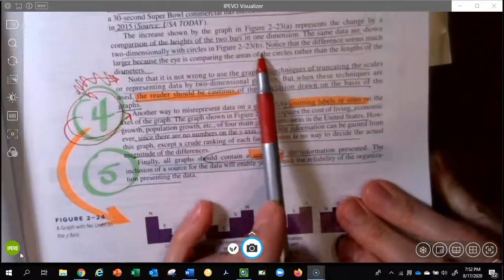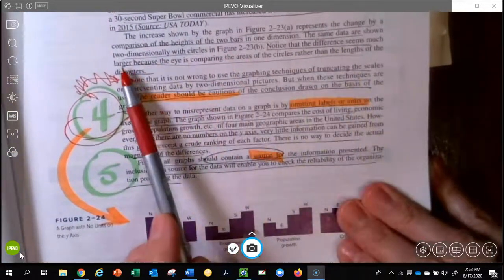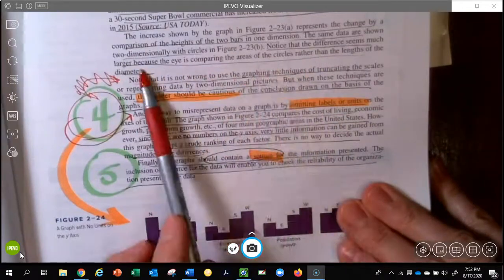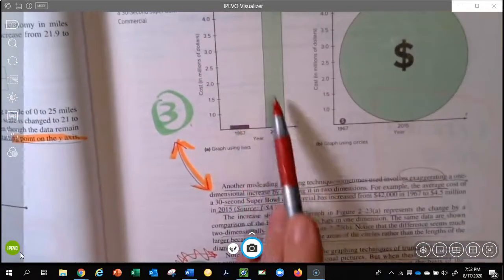But when you get to the one beside it, notice that the difference seems much larger because the eye is comparing the areas of the circles rather than the lengths of the diameters. So instead of this little piece and that piece, or just this little piece and just this piece, it's gone two-dimensional with width and height.